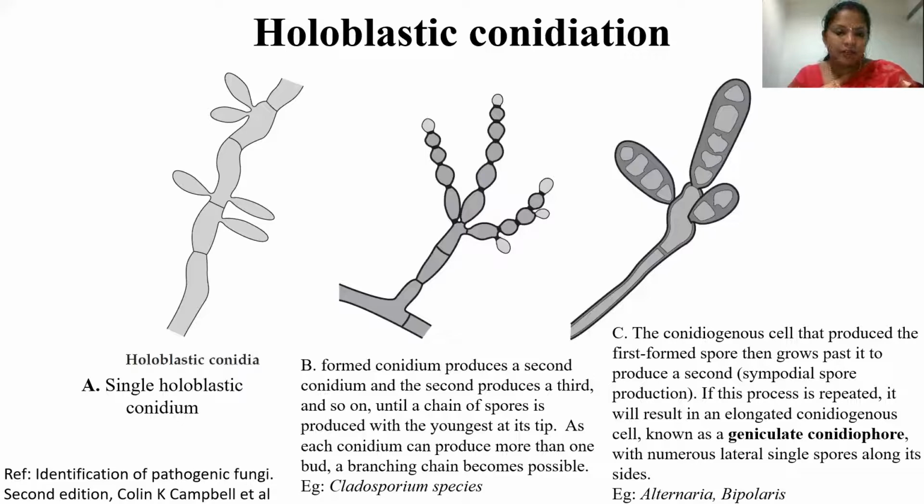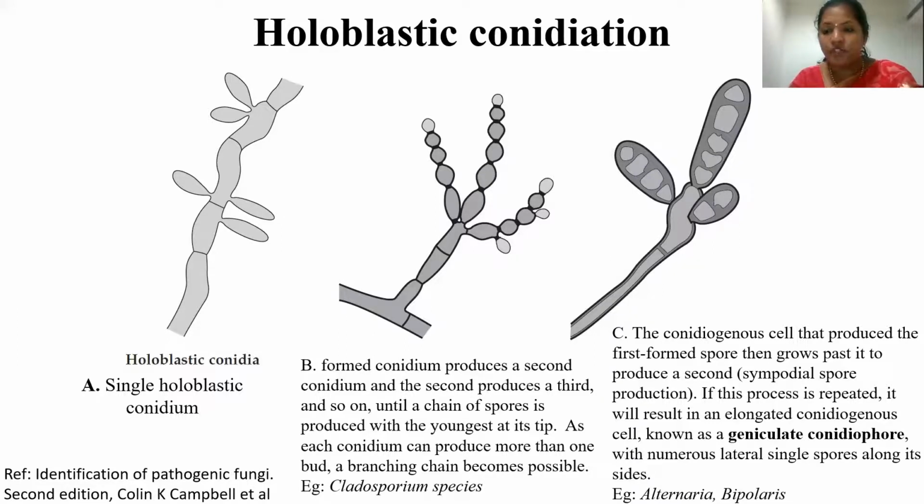So holoblastic conidiation can be present as a single holoblastic conidium, or in chains, or sympodial, meaning on a geniculate conidiophore. So how will it produce the chain? The example is Cladosporium species. The first formed conidium produces a second conidium, and then the second produces a third, and so on, until chains of spores are produced with the youngest at the tips. As each conidium can produce more than one bud, a branching chain becomes possible. The example is Cladosporium species.